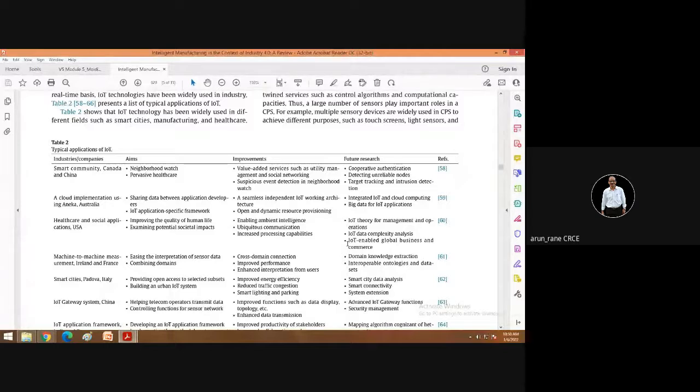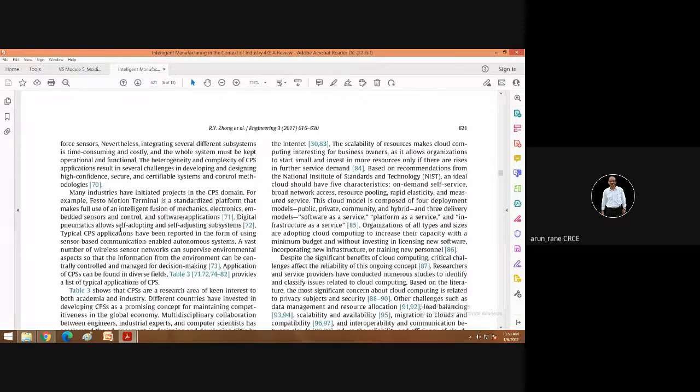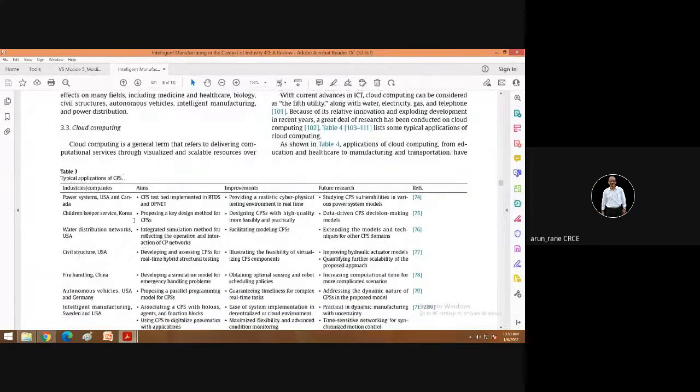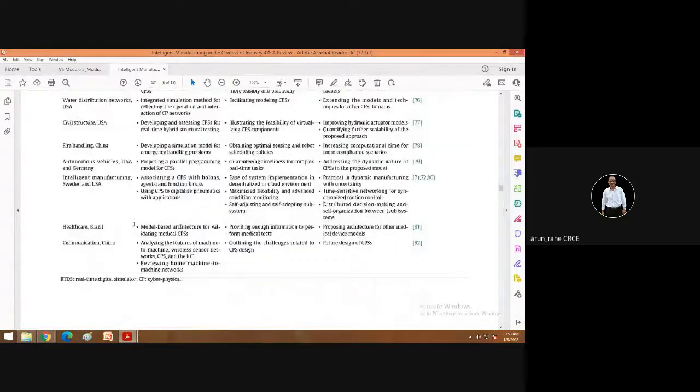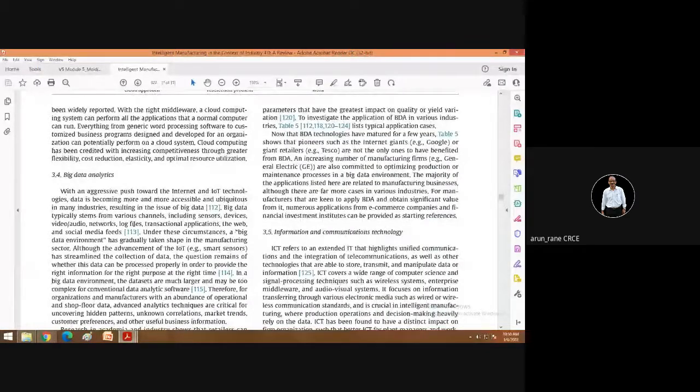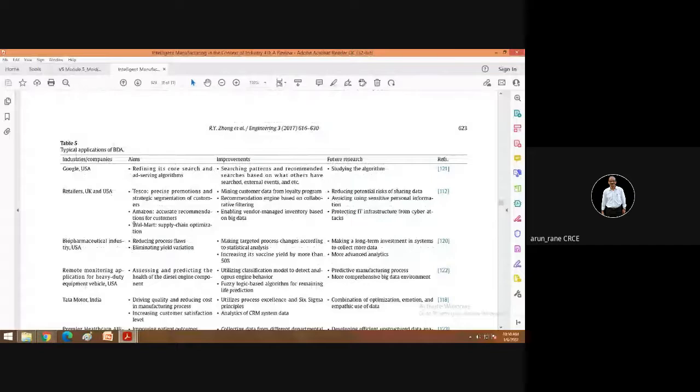These are the applications of IoT. IoT means Internet of Things. So cloud manufacturing, intelligent manufacturing is going to be a way of life. Big data analytics, data analysis, data science is itself another branch.